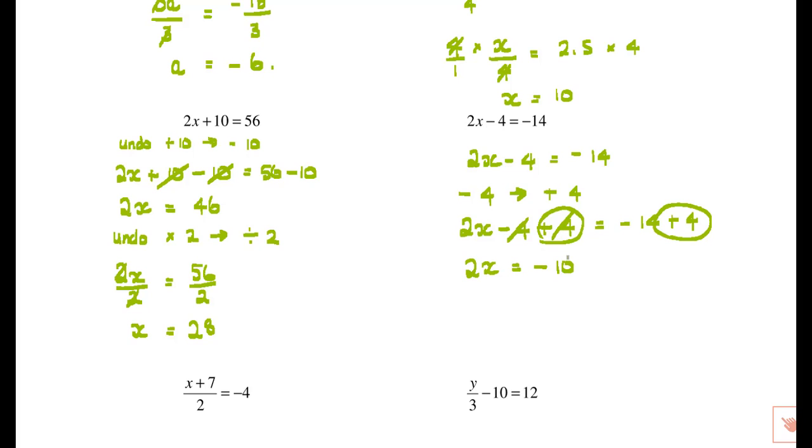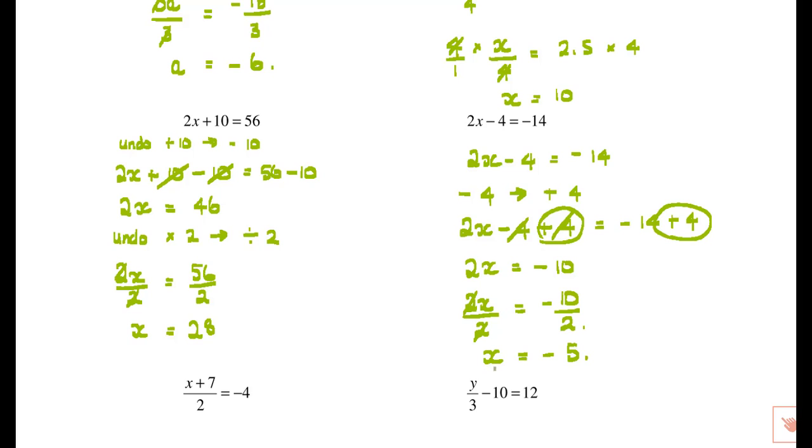2x is equal to negative 10, and now we need to undo multiply by 2 by dividing both sides by 2, and that will cancel out, and we'll have x is equal to negative 5. Again, you can check by substituting, and I think I have that in the work solutions for all of these.